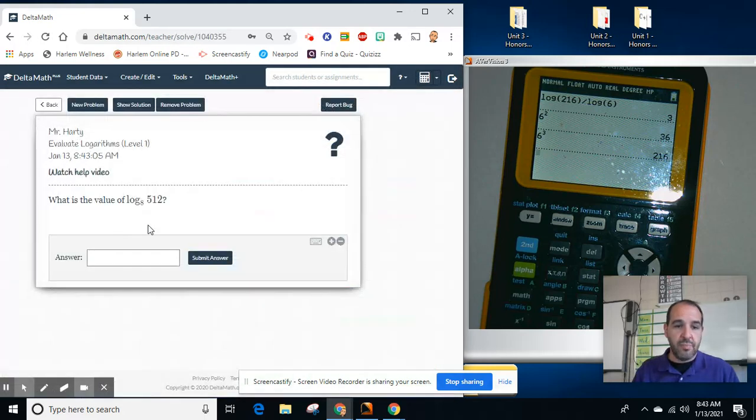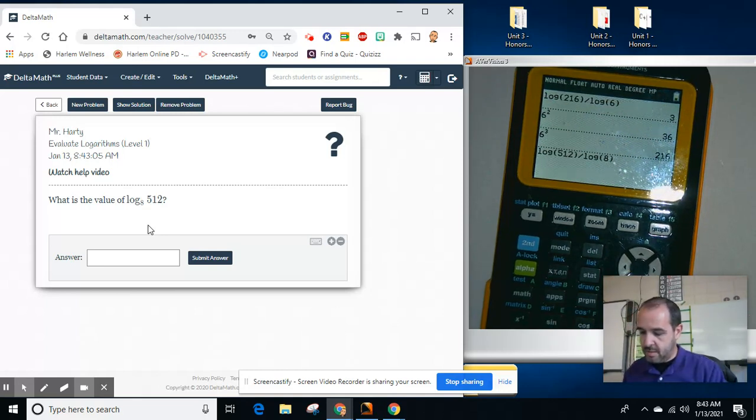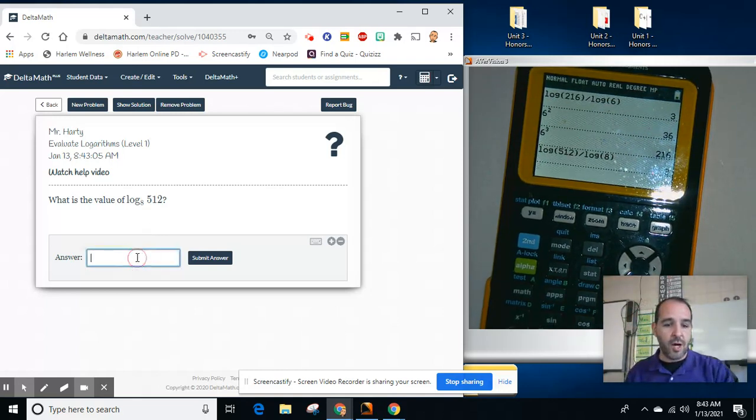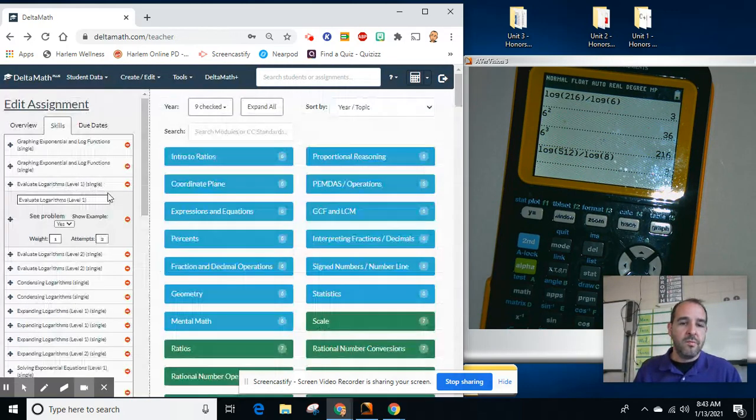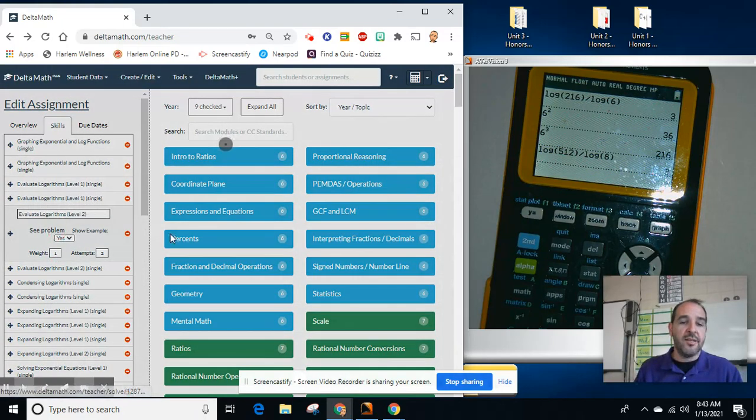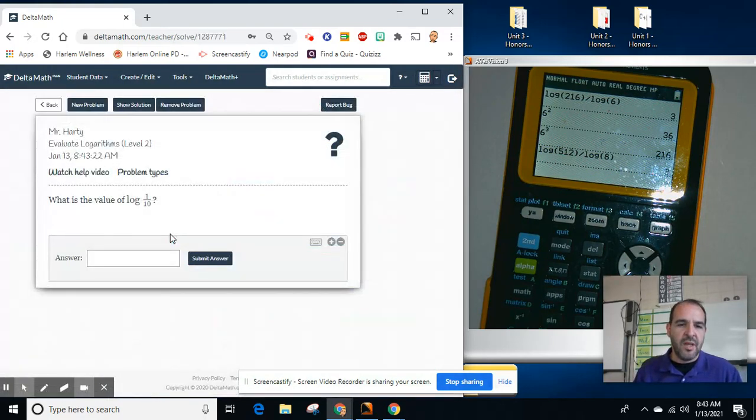And so I just keep going: log big divided by log little. Dang, Hardy, is 3 going to be the answer on every single one of these? Well, no. Again, just doing change of base. Okay, evaluating logarithms. Let's make it a little more challenging here. What is the value of log 1/10?